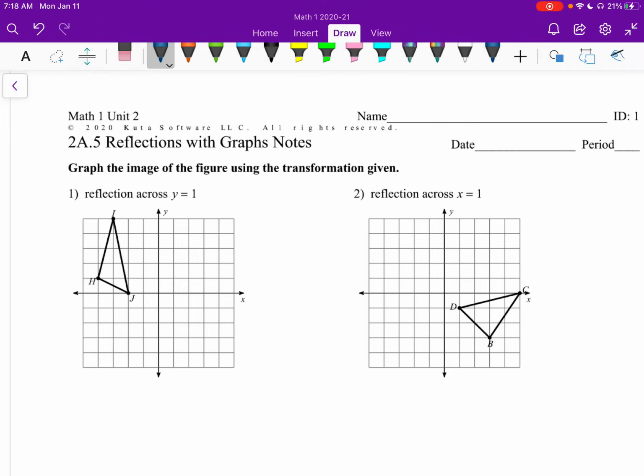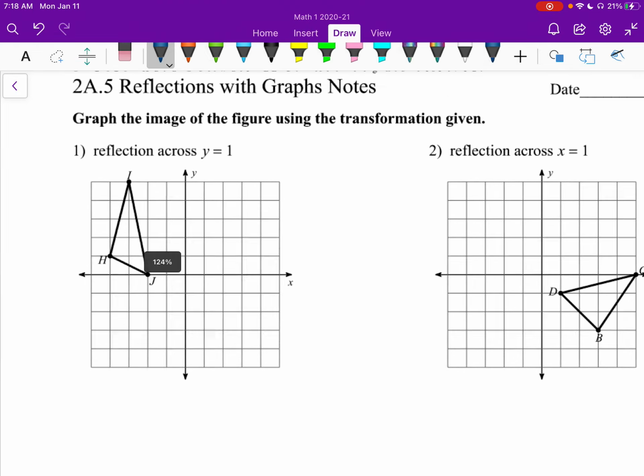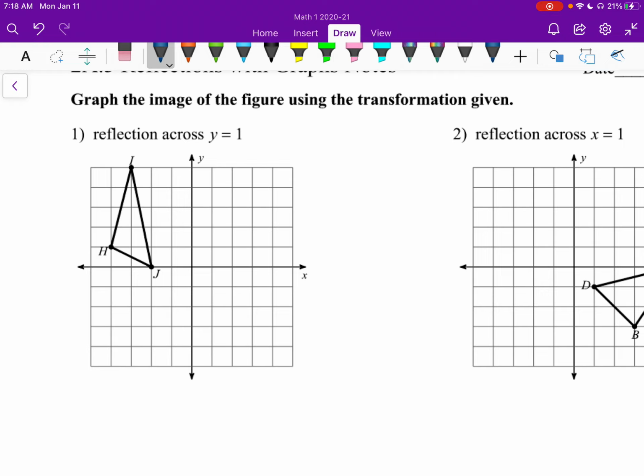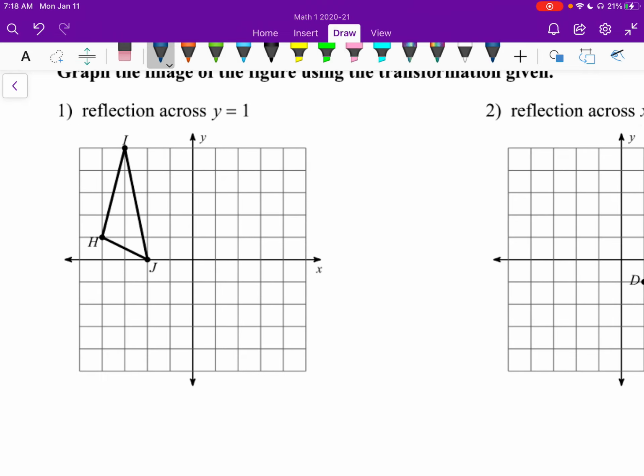Okay, Math 1, Unit 5A.5, Reflections with a Graph. So we're supposed to graph the image reflected over the different lines. Last time we only did axes, this time we're doing different lines. So the line y equals 1. Normally I like to just bold that line, so that's going to be this line right there.